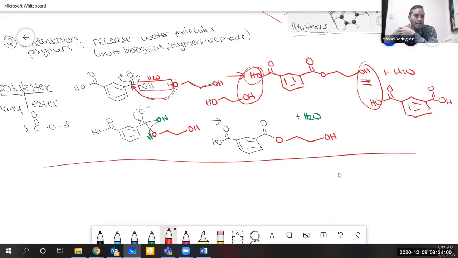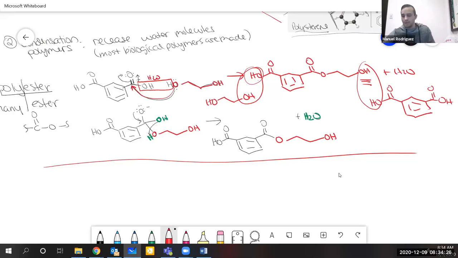This is why biological polymers are this way, because nature doesn't make things that it can't get rid of. Nature makes things that you can recycle. So when organisms make proteins, or anything, they make sure they can break them down and use them again. So they're sustainable things.